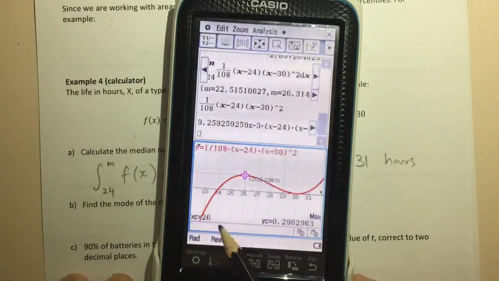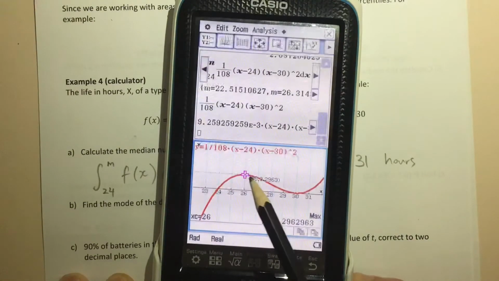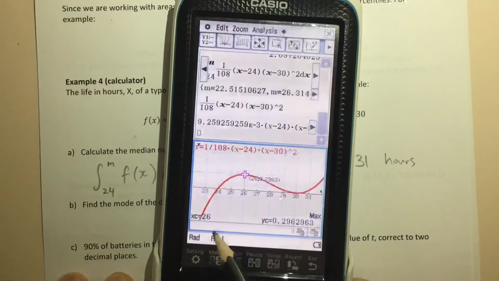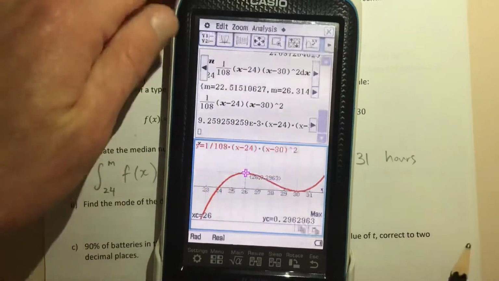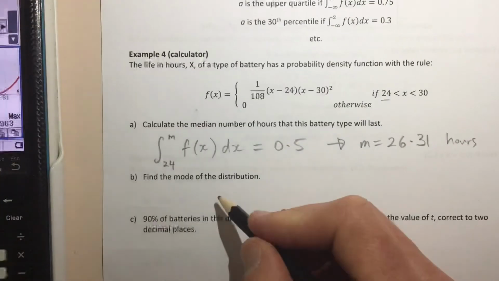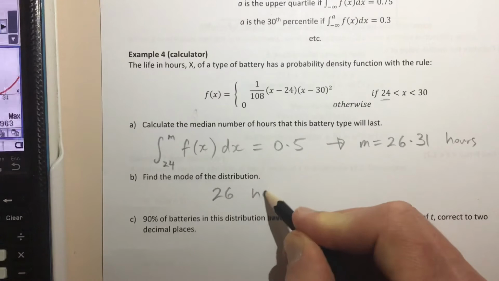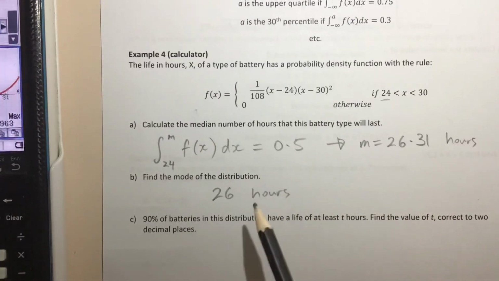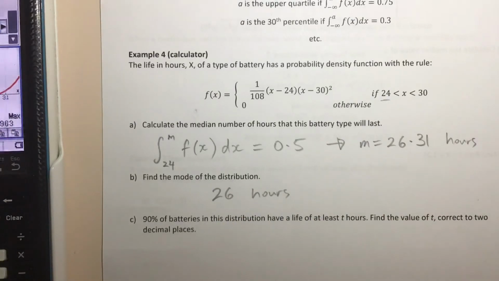Now the modal value is the x value at which that maximum y value occurs. So the mode is actually 26. So the mode of the distribution is 26 hours, and that's come from finding the x value that gives the highest probability.